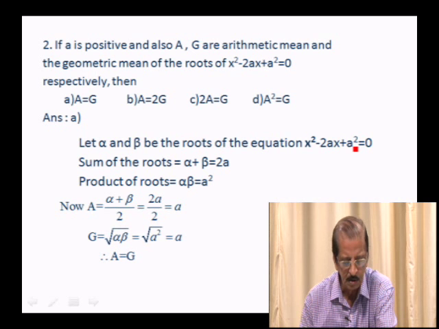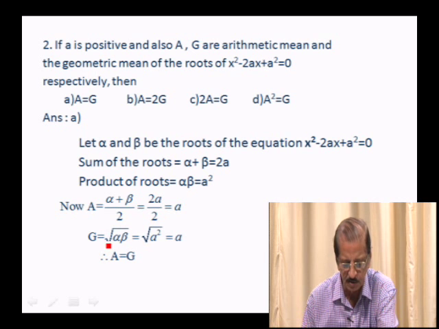So, capital A is equal to the arithmetic mean, that is alpha plus beta by 2, that is 2a by 2, which is equal to a, and capital G is the geometric mean, that is root of alpha beta. Alpha beta is a square, root of a square is equal to a, therefore A equals G.